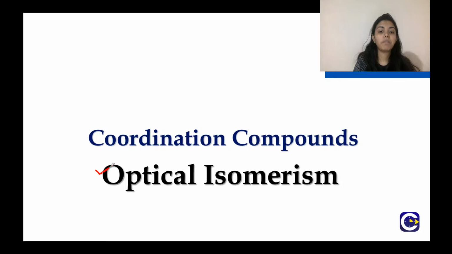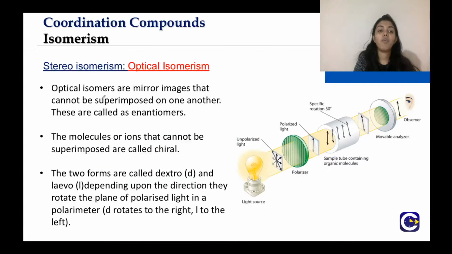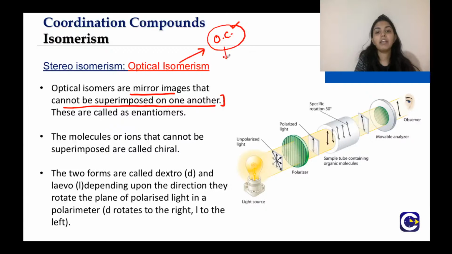Now next is optical isomerism. So what is optical isomerism here? Optical isomers are those isomers which are mirror images that cannot be superimposed on one another. I hope you have learnt this in your organic chemistry also, in the nucleophilic substitution part, alkyl halide and aryl halide chapter. So optical isomers are mirror images that cannot be superimposed on one another, and they are called enantiomers.